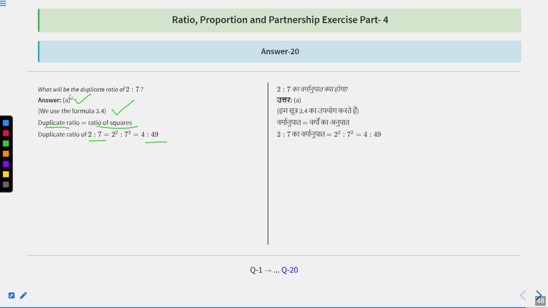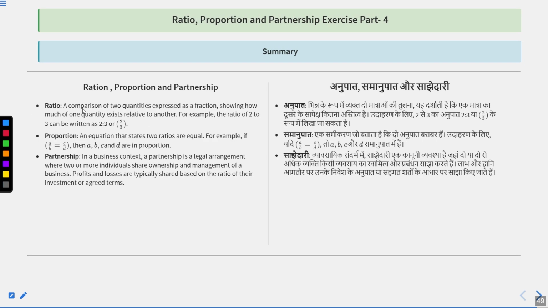Now we are going to summarize today's session. What is ratio? A comparison of two quantities expressed as a fraction, showing how much of one quantity exists relative to another. For example, the ratio of 2 to 3 can be written as 2:3 or 2/3. In the same way, proportion is an equation stating that two ratios are equal. When two ratios are equal, we say they are in proportion. So we write A upon B equals C upon D, then A, B, C and D are in proportion.